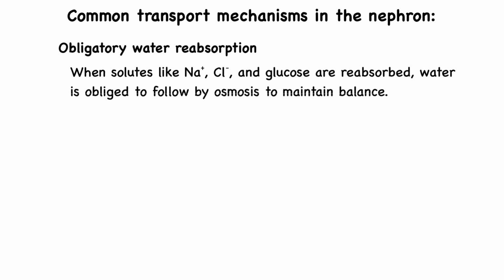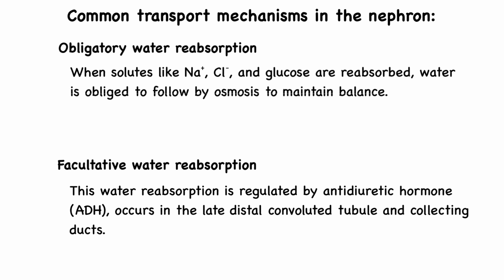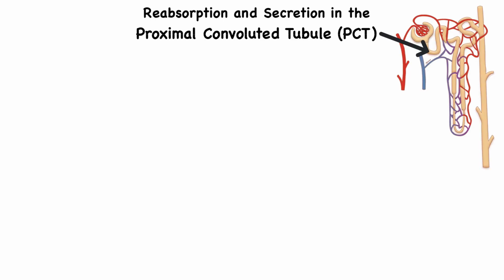This occurs in the proximal convoluted tubule and the descending limb of the nephron, as in these areas, the cells are permeable to water. And then there's facultative water reabsorption. This water reabsorption is regulated by antidiuretic hormone and occurs in the late distal convoluted tubule and collecting ducts. The majority of reabsorption, about 65%, occurs in the proximal convoluted tubule.